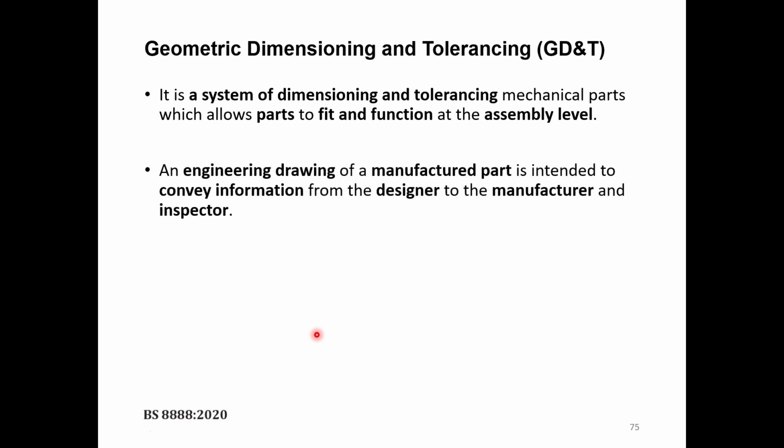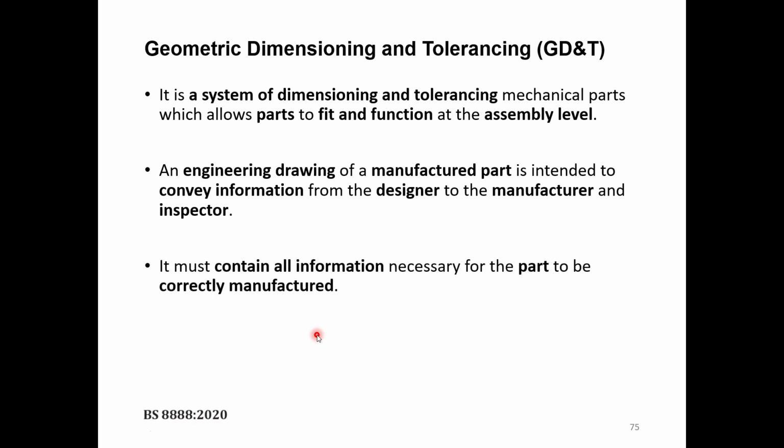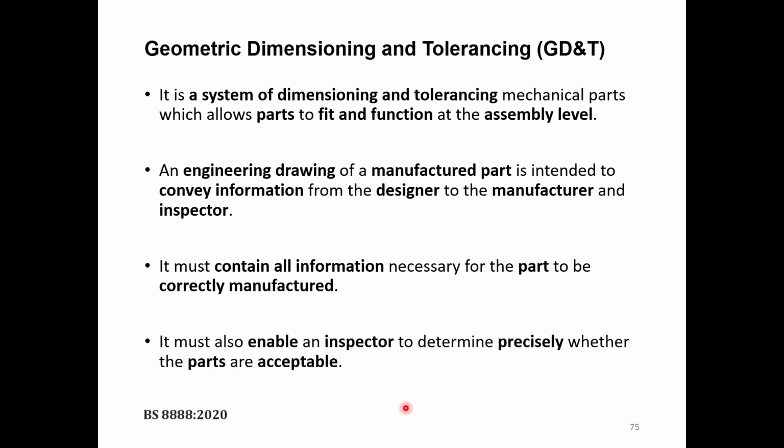So the engineering drawings that we create for a manufactured part should convey some sort of information from the designer to the manufacturer and the inspector, so that they don't come back to us and ask about specific dimensions or specific tolerances. These engineering drawings must contain all the required information that is necessary to correctly manufacture the part. And also that information enables the inspector to precisely check or inspect the part and decide whether this part is acceptable or not.